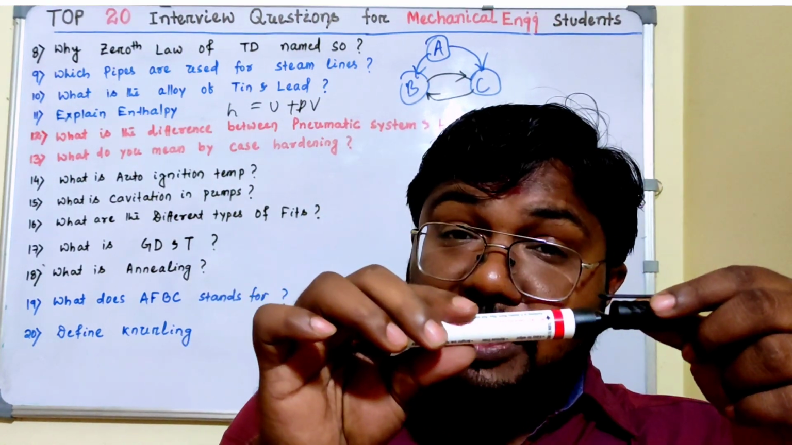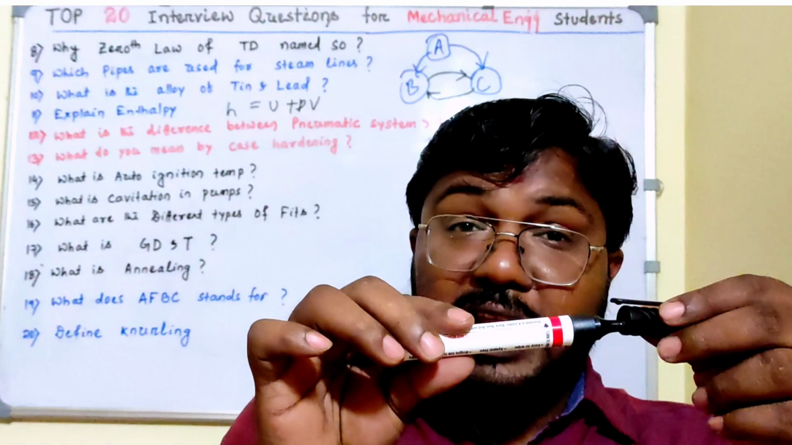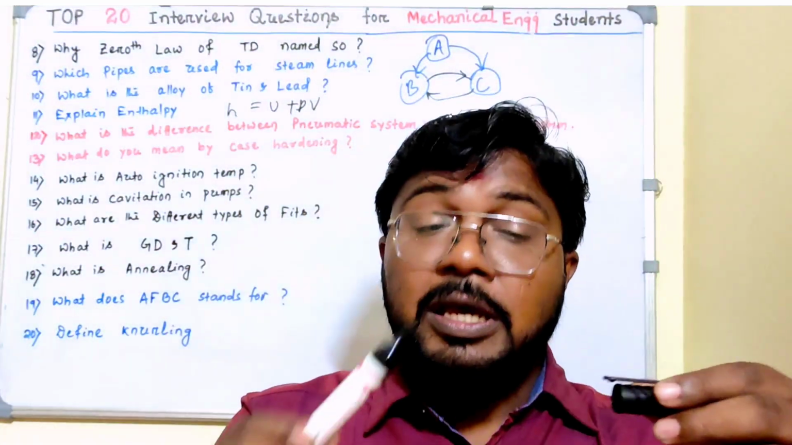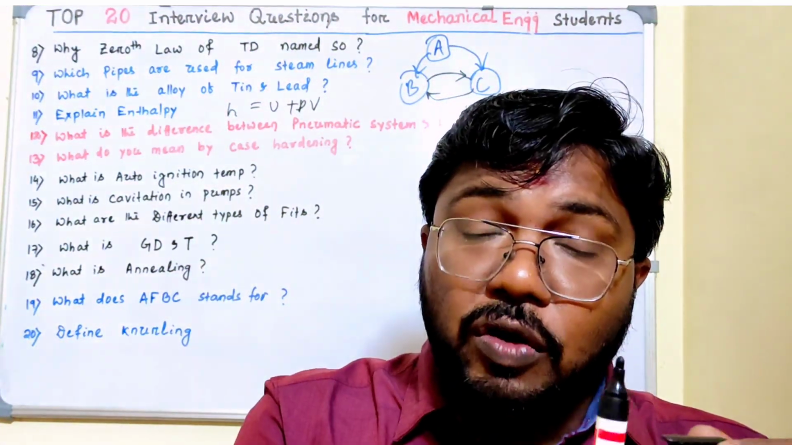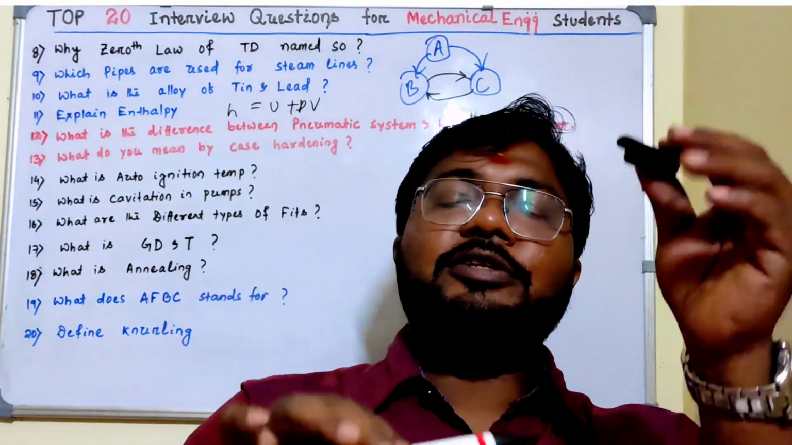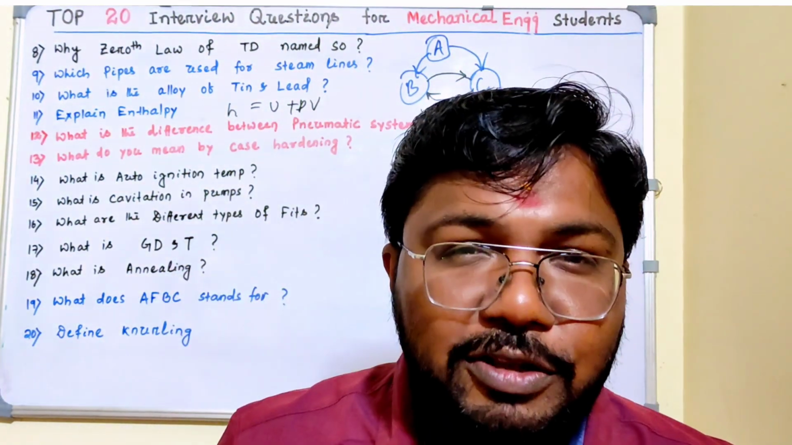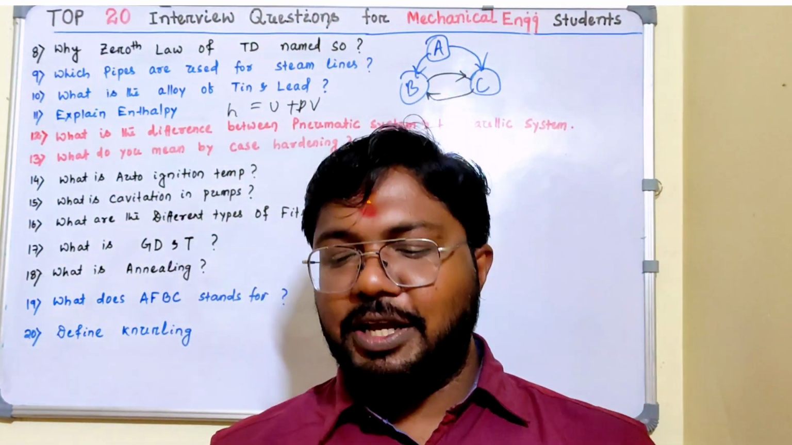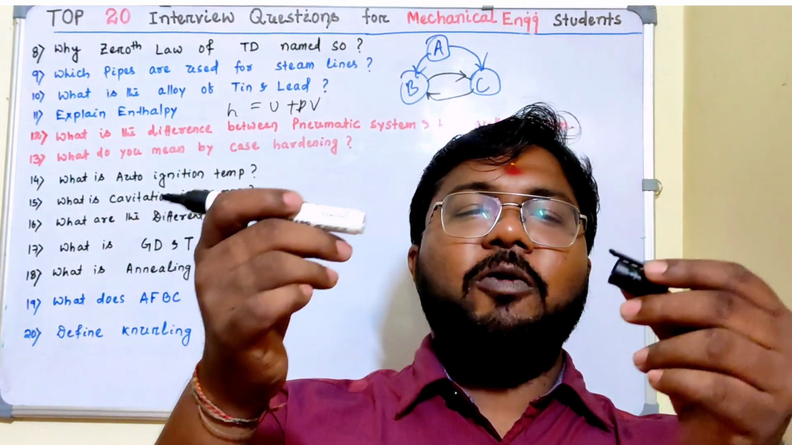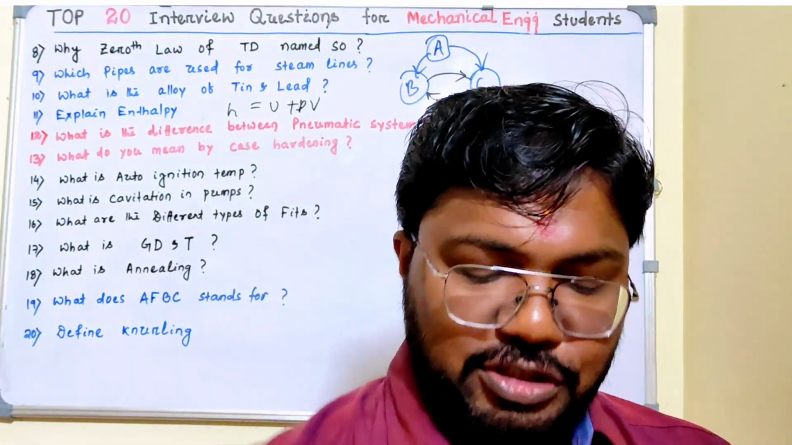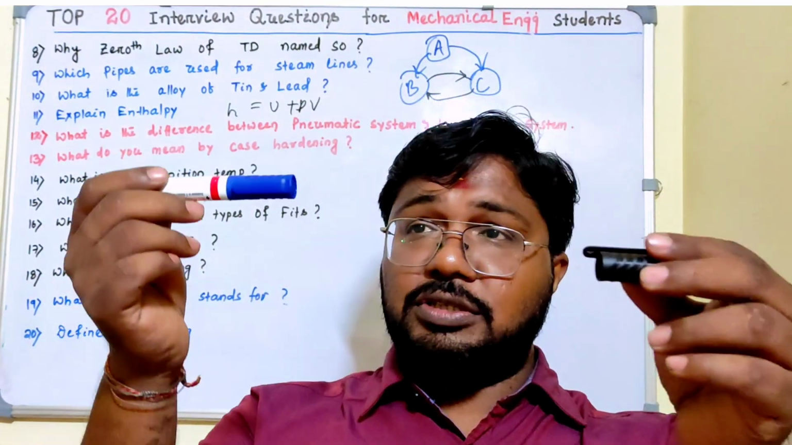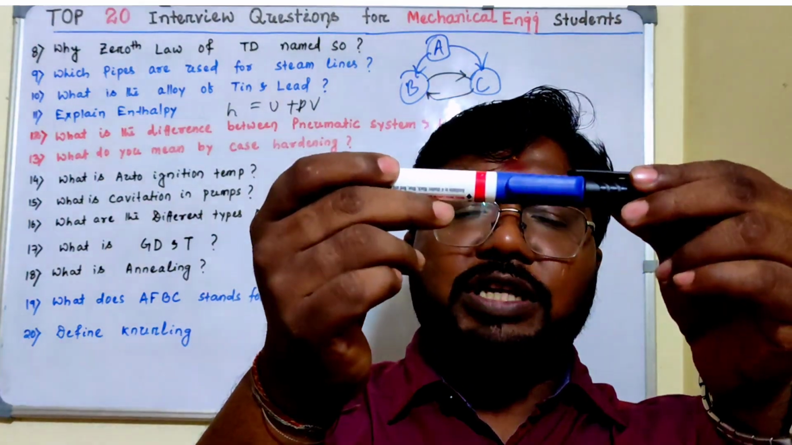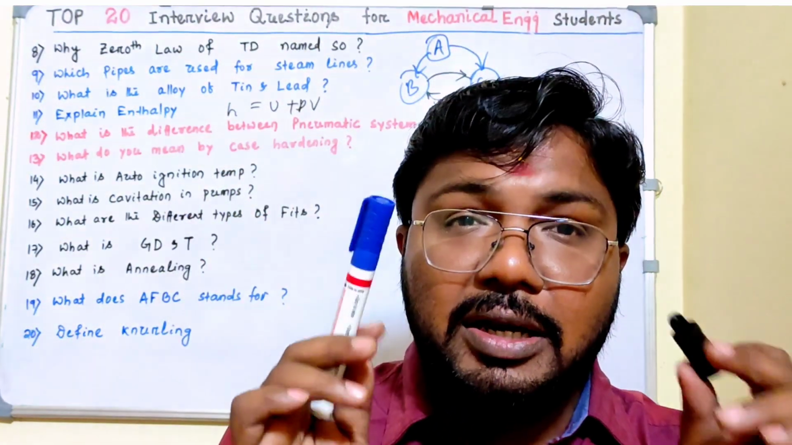But if it is a transition fit, then what will happen? The hole tolerance and the shaft tolerance will overlap. Then you will find the transition fit. But if it is an interference fit, the shaft cannot go inside the hole. Suppose this is the hole and this is the shaft. It cannot go inside this hole. So this is the interference fit.